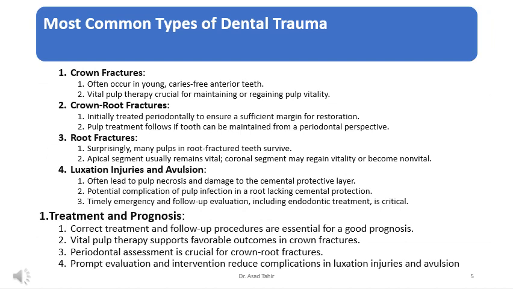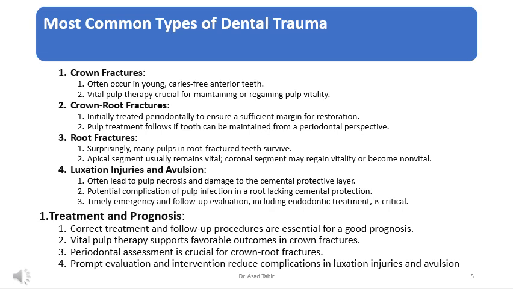Crown fractures often occur in young, caries-free anterior teeth. Vital pulp therapy is crucial for maintaining or regaining pulp vitality. Crown root fractures are initially treated periodontally to ensure a sufficient margin for restoration. Pulp treatment follows if the tooth can be maintained from a periodontal perspective.